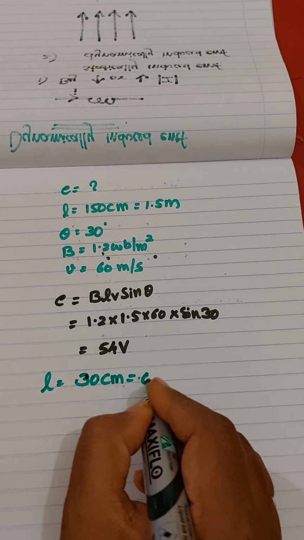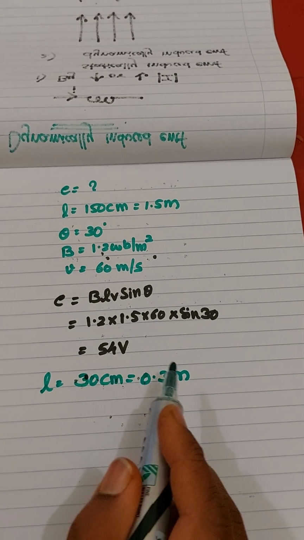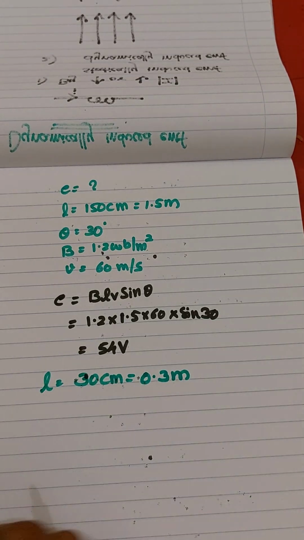It means we should convert it into meters. This is the major problem. Most of the people will make this mistake. Centimeters should be converted into meters. We always follow meters. Okay.